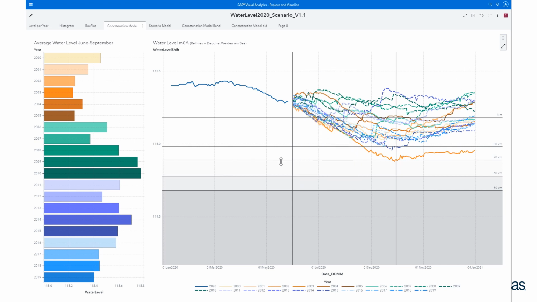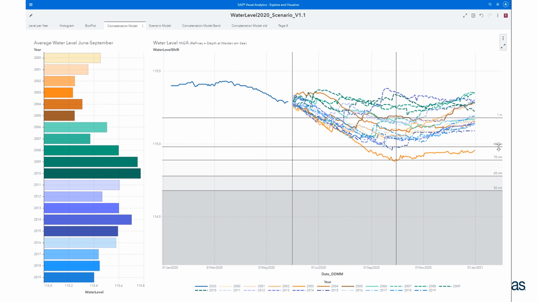What I also added here is, in addition to the water level above sea level, 115.5 meters and so on, I also added reference lines that relate to the depth of the lake close to the harbor exit in Weiden am See, where I usually sail. This makes it easier to understand and to compare and to relate what it means if a certain level is reached, because this is something which we can relate if at a certain place it's just 1 meter deep or just 80 centimeters deep.